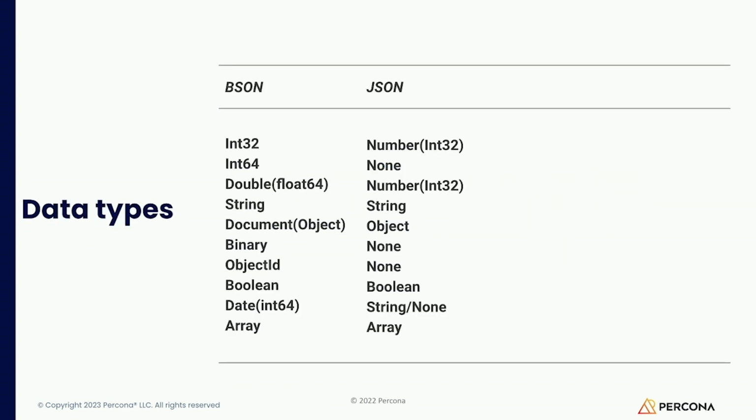This is a comparison of the BSON and JSON types. For example, the number type in JSON is implemented as int32 in BSON. And you can see, for example, that the 64-bit integer type is not available in JSON, and BSON does implement it, as well as binary, object ID, and date. Okay? The rest of the types are the same as JSON.